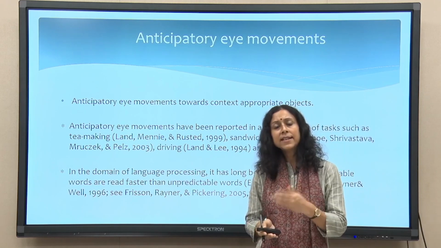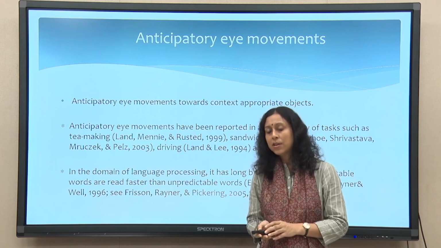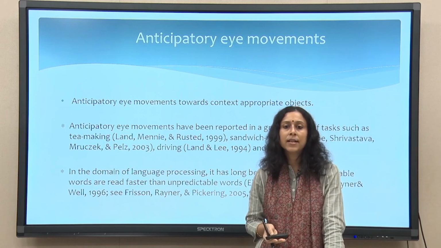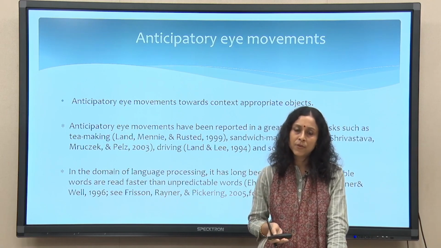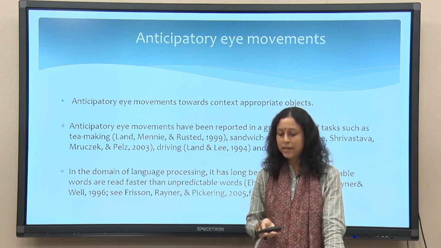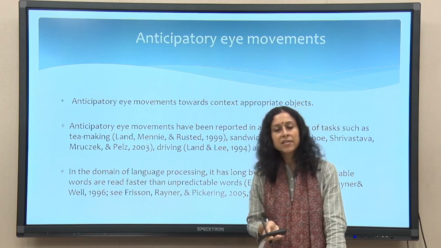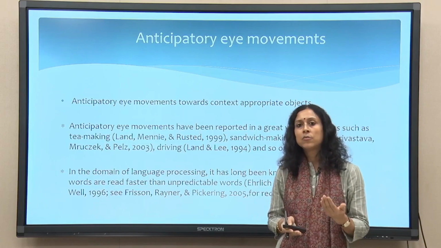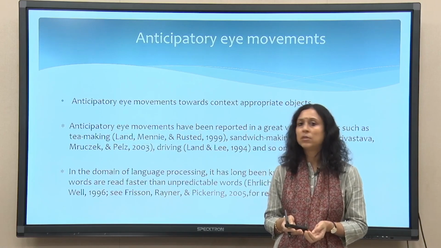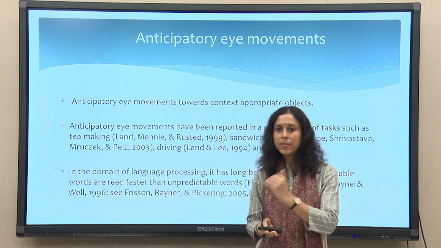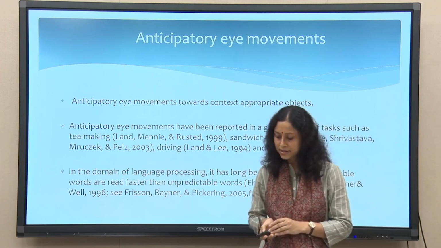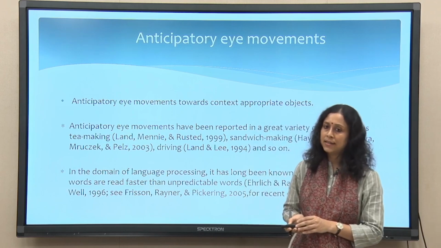So, what you anticipate, what you expect to happen, and depending on that, your eyes will move to a particular part of the scene. In the case of language processing also, it has been found in many domains, whether it is reading or many other areas, that predictable words are read faster than unpredictable words. For example, in a sentence, "I will go to office this morning" versus "I will go to the moon this morning," there is a predictability difference between where you go to, and that will affect how fast you read the sentence. Similarly, many other such studies are there.